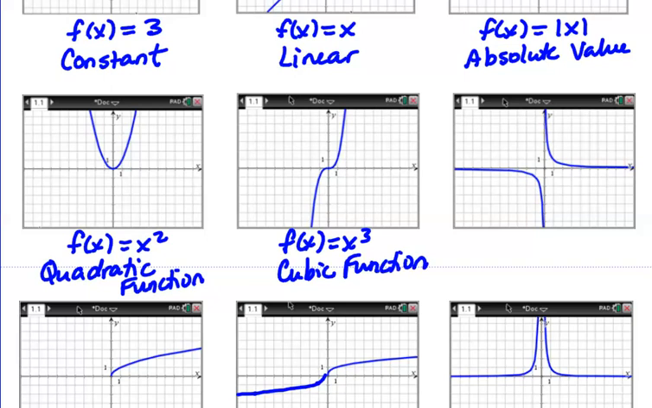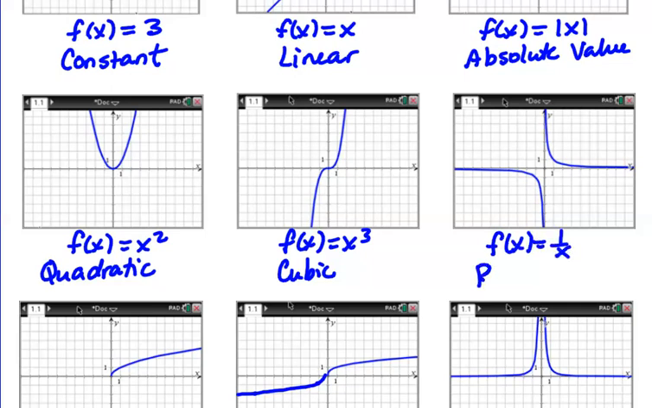Actually, not sure why I'm writing the word function. I don't need function. We can just assume they're all functions. Okay, so that's cubic. The next one is f of x equals 1 over x, and that is the reciprocal function, because if I put in a value for x, the input value, the output value is the reciprocal of the input value.